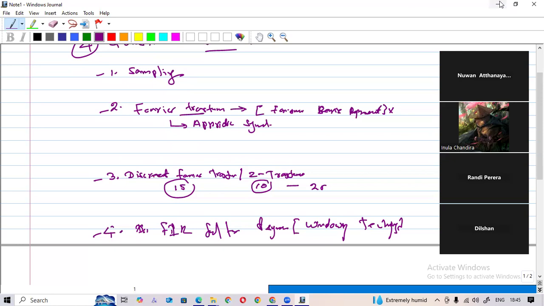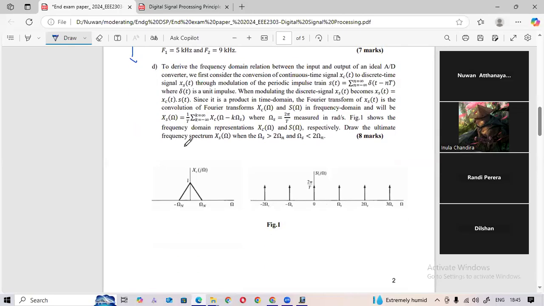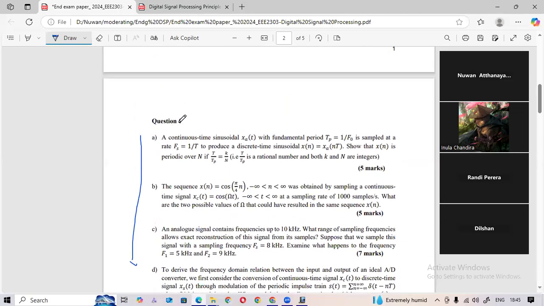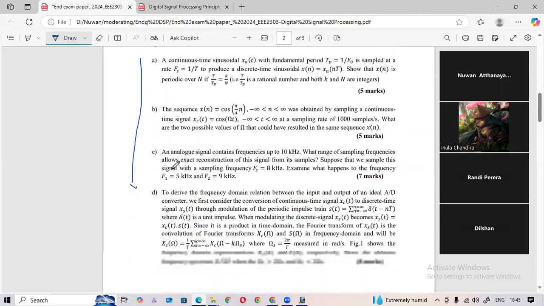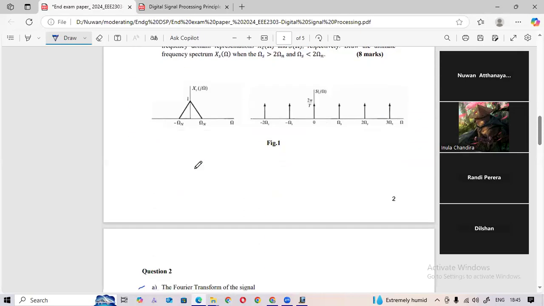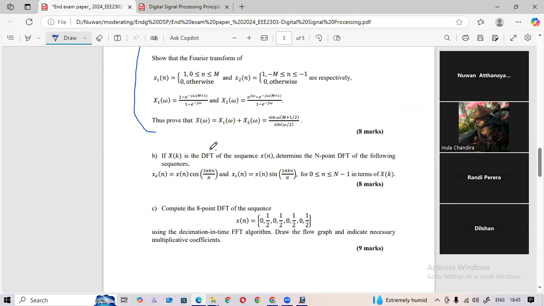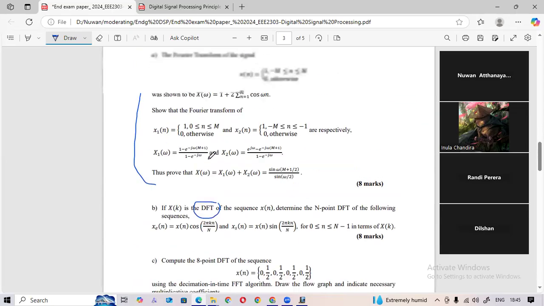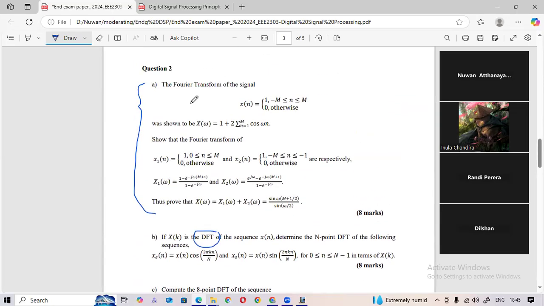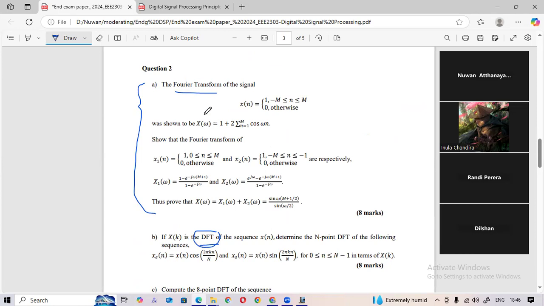But you can see that in the previous paper, for example, question 1 is not only sampling, but there is some Fourier transform part also there. And here you can see that in question 2, Fourier transform is there and discrete Fourier transform is there. These are two different things. Fourier transform is different from discrete Fourier transform. I will tell it later, so maybe you can remember.